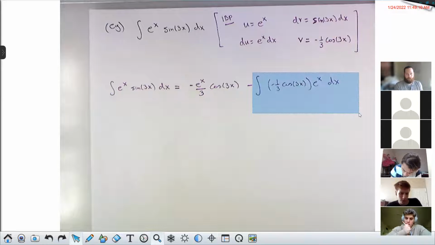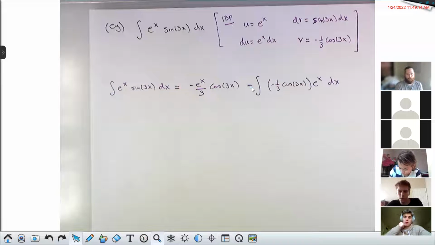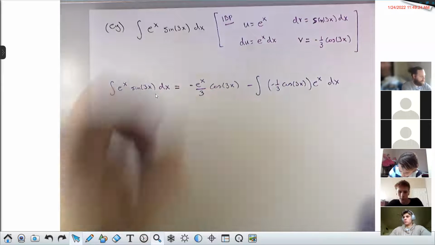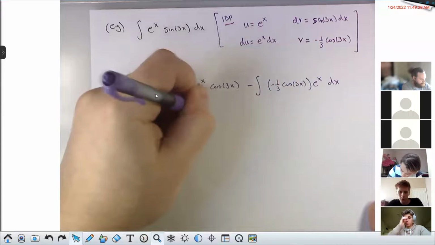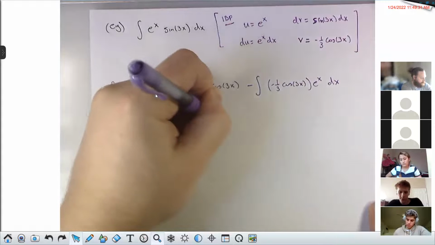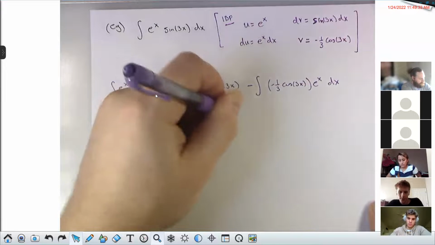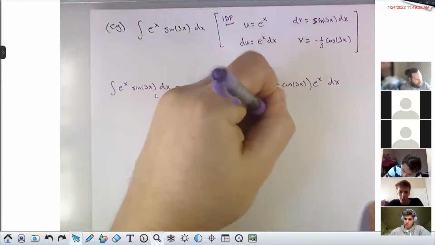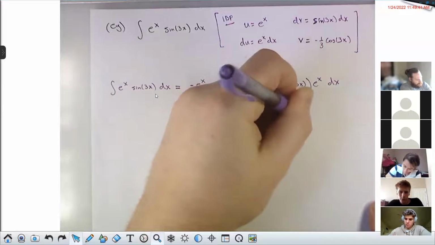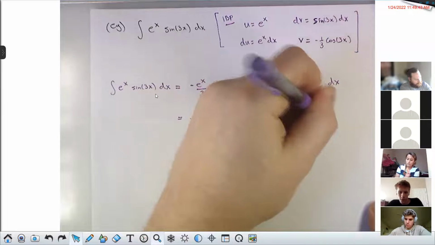In this integral, I can do some cleaning up. This negative can come out and combine with this negative to make a plus. This 1/3 can come out. And I can also write the e to the x in front of the cosine to make it look a little more like this. So that would be my next line, just cleaning up. This is negative e to the x over 3 times the cosine of 3x plus 1/3 integral e to the x cosine of 3x dx.